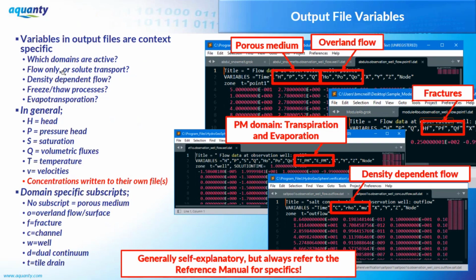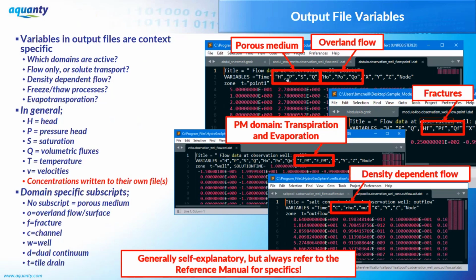Usually the output for a file will become different based on domains. Let's say you have an observation point at the surface. You have a porous media domain, it will report only values at porous media. You have a surface domain, it will report the surface domain too.